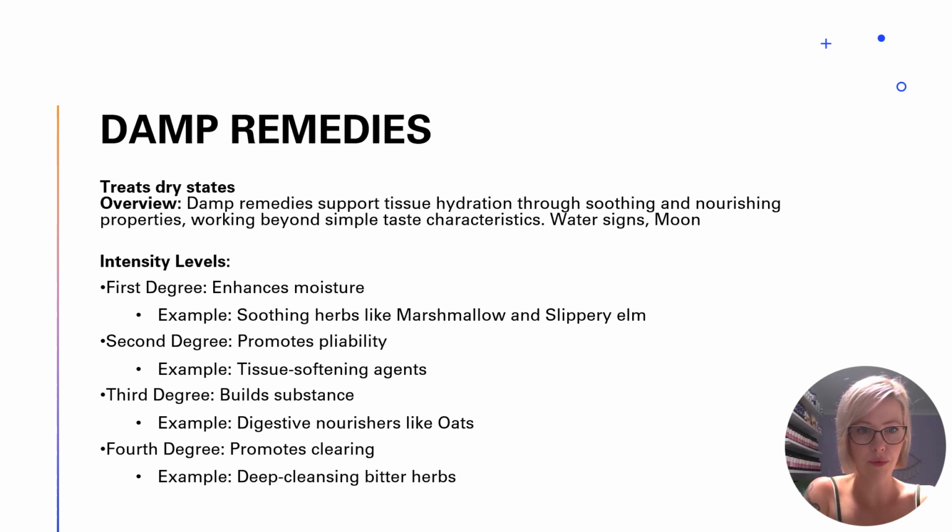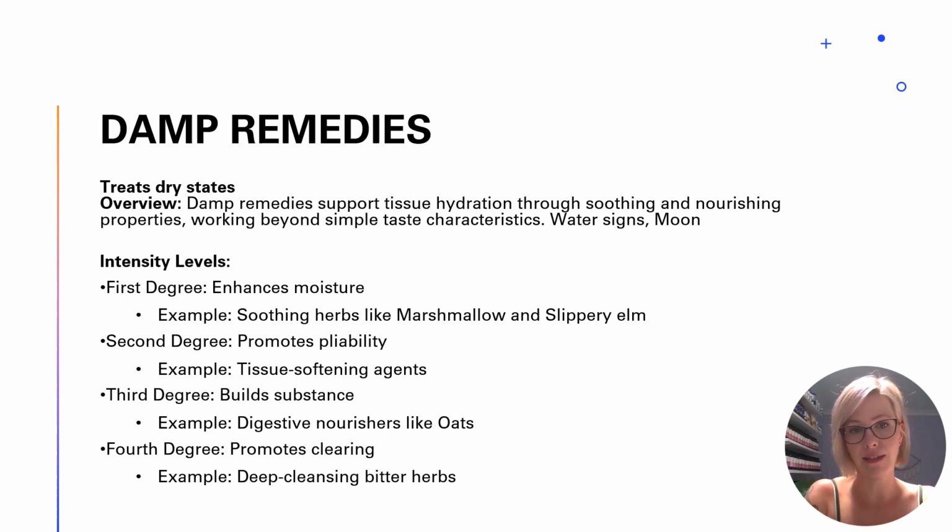So we have our damp remedies. They support tissue hydration. Where you've got a very dry state, you bring in the damp remedy. They are soothing and nourishing, and they correlate with the water signs and the moon. Anything very lunar tends to be quite damp and moistening.